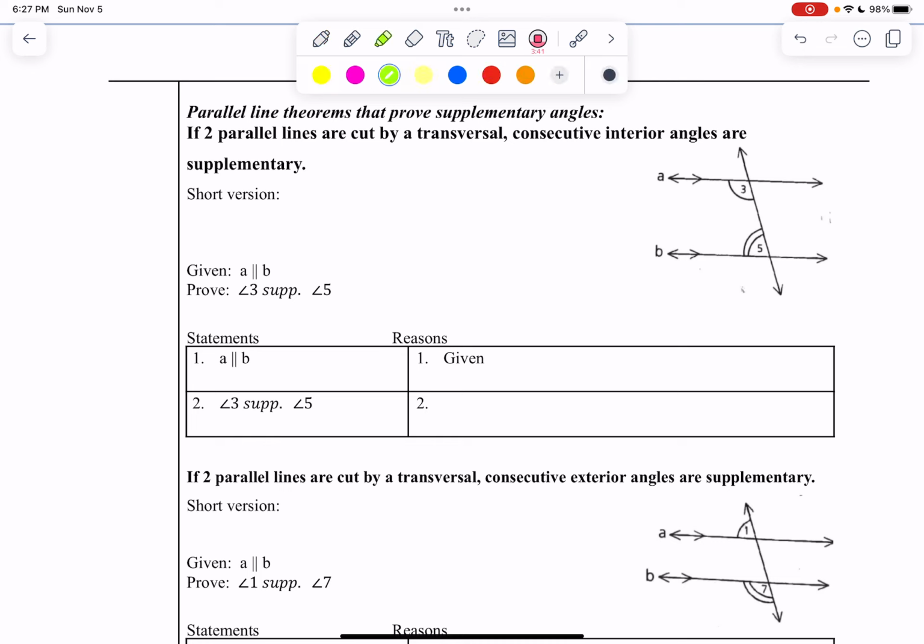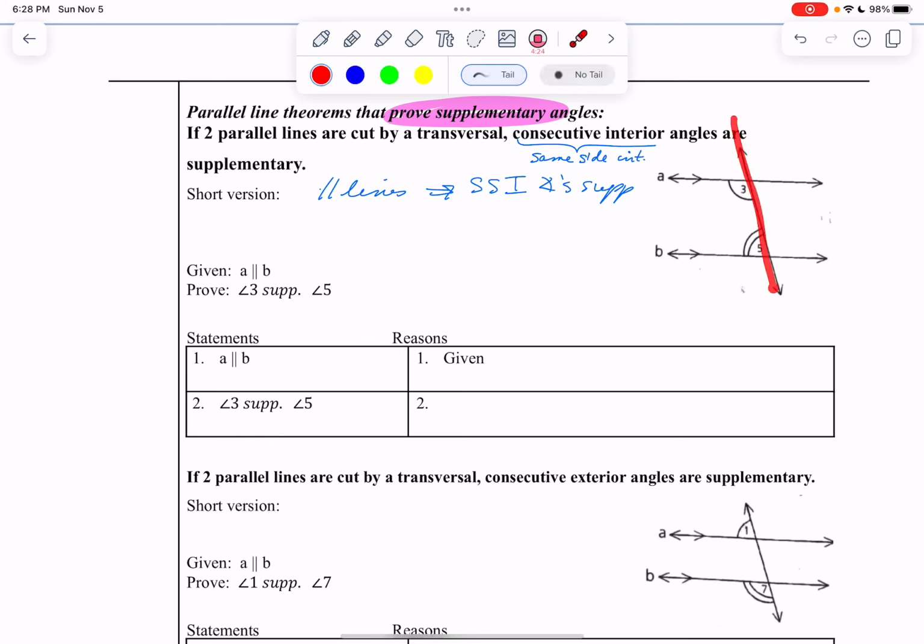Now, this time we're dealing with supplementary angles. So it's all the same theorems, just supplementary. So the short version for this would be parallel lines implies same side interior angles are supplementary. Let me go back and add the angles are supplementary. Because remember, another word for consecutive interior is same side interior.